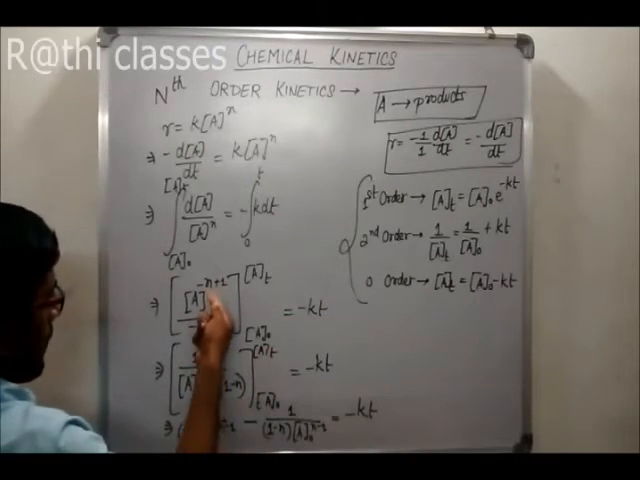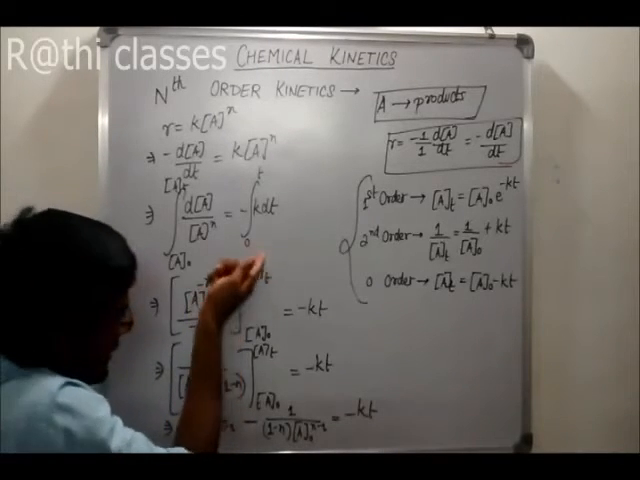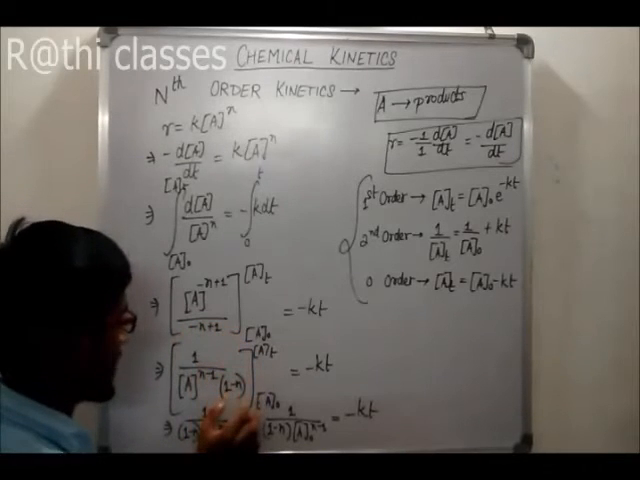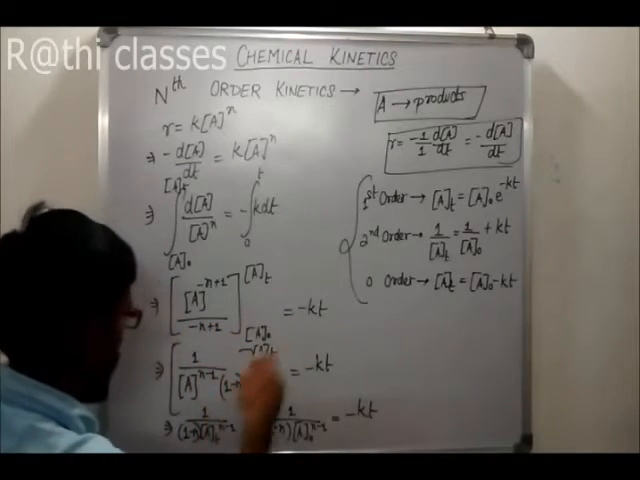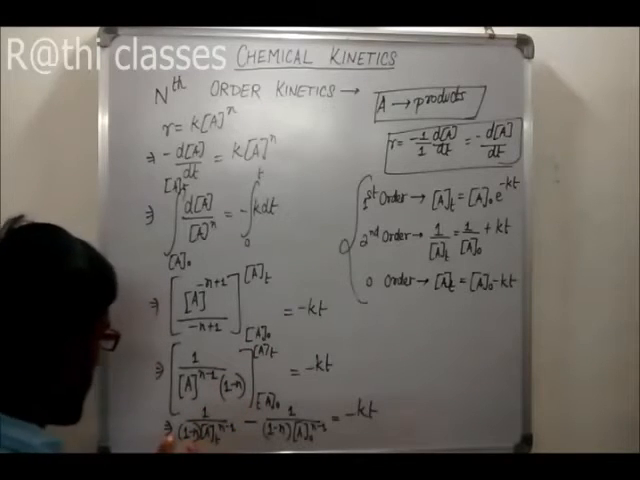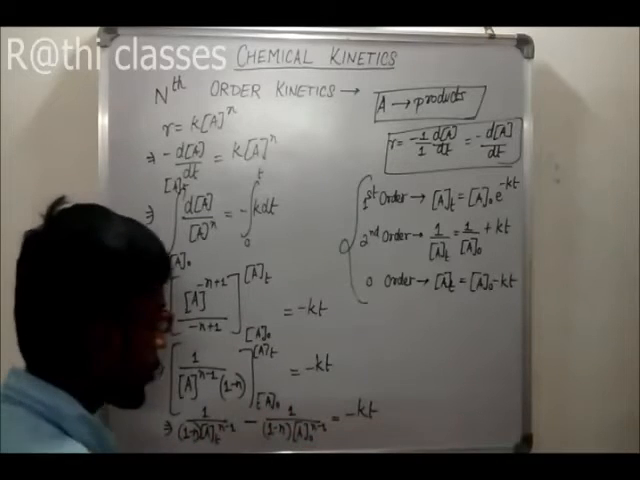So, bringing it down again, 1 upon e to the power n minus 1, minus n plus 1. The inverse of minus n plus 1 is n minus 1, into 1 minus n; minus n plus 1 can be written as 1 minus n. Now putting the limits, I get 1 upon A_t to the power n minus 1 multiplied by 1 minus n, and subtracting with this, we get this.